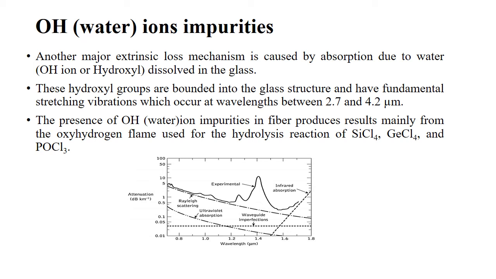This type of absorption can be reduced by reducing the water content in the fiber to around 1 ppb. That results in single mode fibers which have a nominal attenuation of 0.5 decibel per kilometer in the 1300 nanometer window.